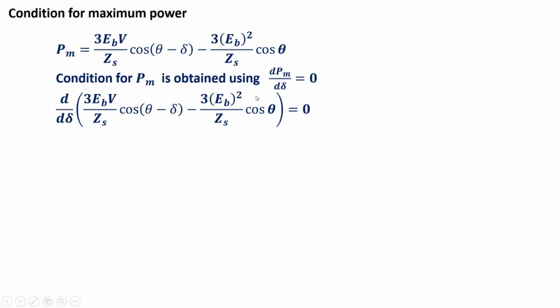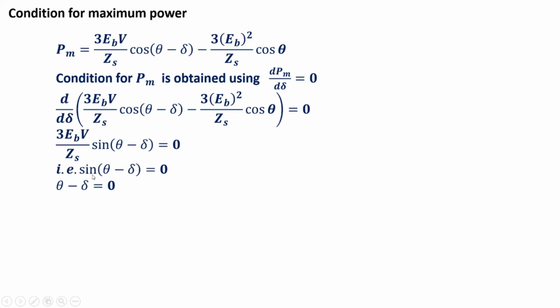So this part does not depend on delta. Therefore the derivative of this one is 3 EB V by Zs sine theta minus delta. That is sine theta minus delta is equal to 0. That means theta minus delta is equal to 0, or theta is equal to delta is the condition for maximum power, where theta is equal to tan inverse Xs by Ra.